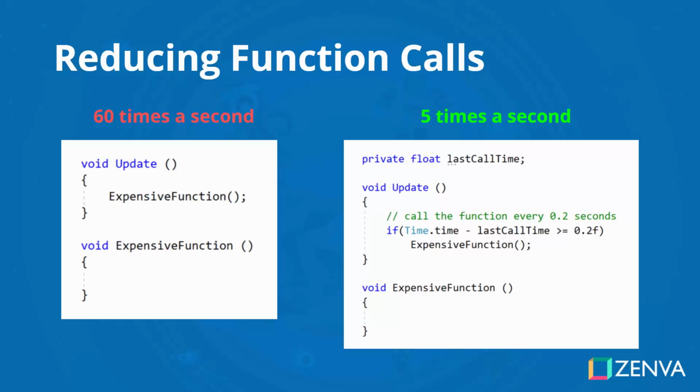If it's not something that is directly tied to the player input, such as moving, looking, shooting, jumping, or anything like that, then you can actually give it a delay. So instead of calling it 60 times a second, you can call it 5 times a second. And again, if it's not an input, this difference is not really going to be noticeable.